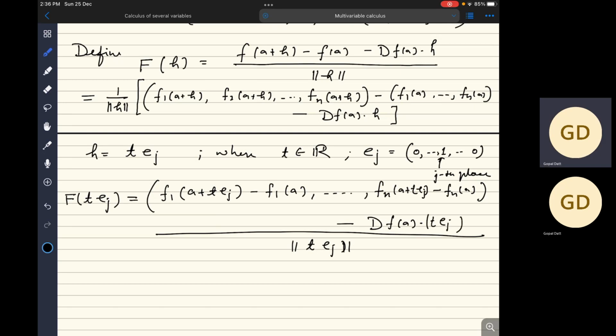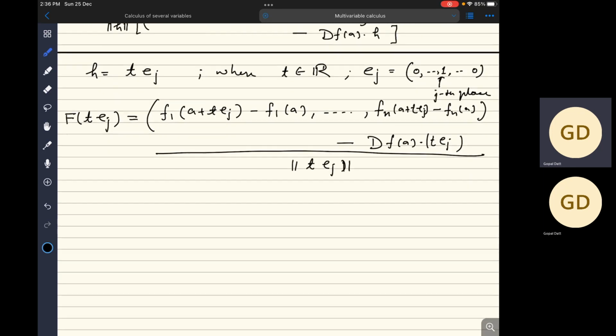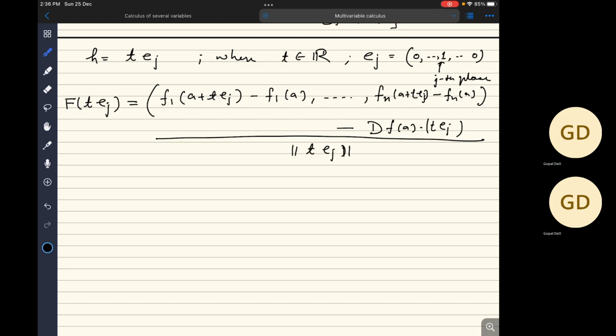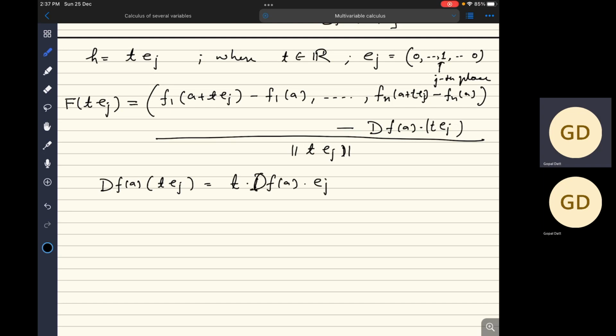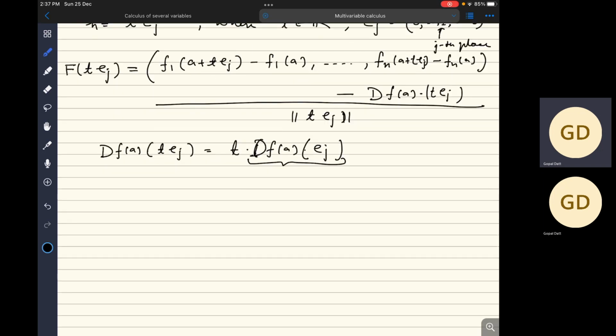So Df a is a matrix. So Df a of t ej is t Df a ej. So Df a of t ej is t into Df a dot ej. What is this? This thing is the jth column of Df a. This is t into the jth column of Df a. Correct?